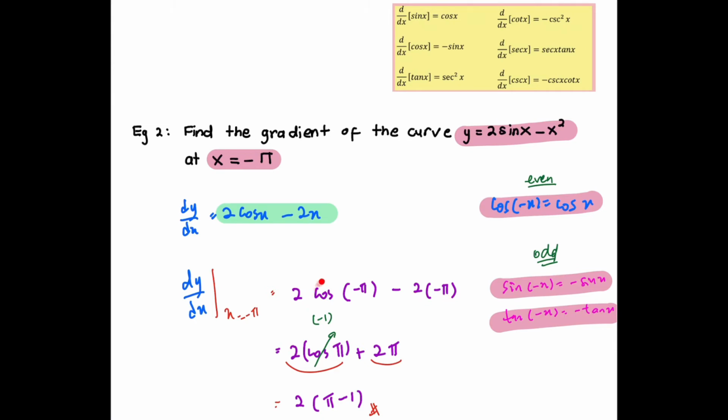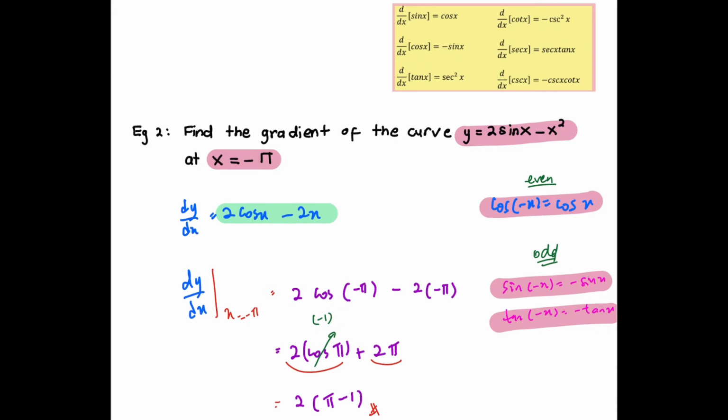So what is cos negative pi? Let's go back to math 1. This is an even function. Cos negative x is just equal to cos x. So now let's rewrite. Cos negative pi is just equal to cos pi. And let's further find out what is cos pi. Cos 180 degree is just negative 1.